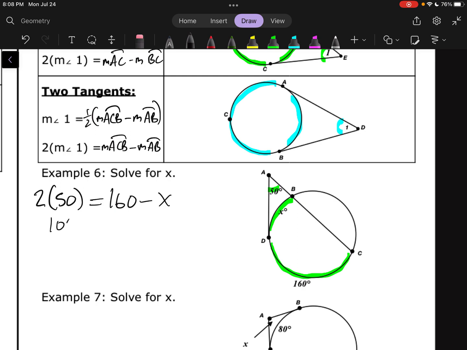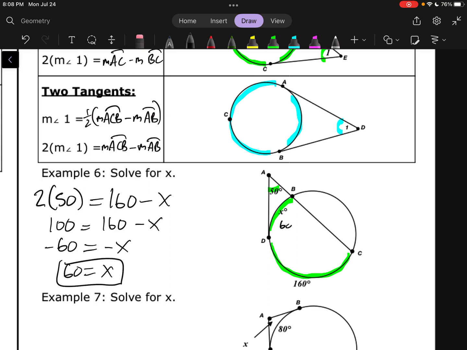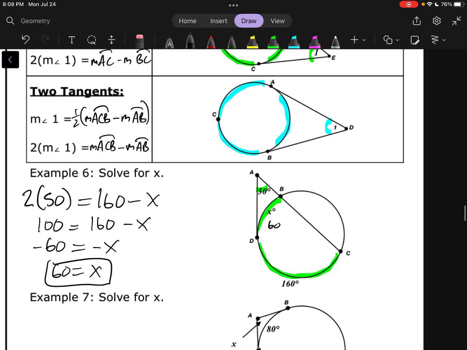2 times 50 is 100. If I subtract the 160, I get negative 60 is equal to negative x. And then dividing or multiplying by negative 1 gives me that x is 60. So if this is 60, let's just check to make sure that that works. 160 minus 60 is 100. And 100 divided by 2 is 50. So looks good to me. X is 60.